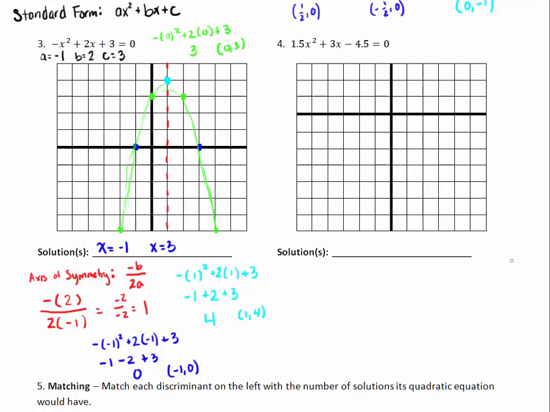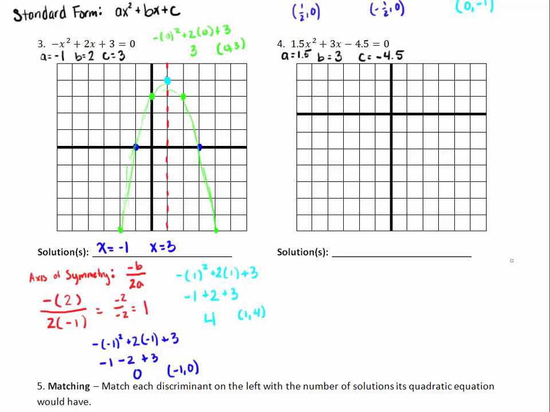All right, problem number 4 looks scary, but it's not too bad. It's got decimals, and that's okay. So the first thing we want to do is recognize that it is in standard form. So let's figure out what our A, B, and C values are. First, let's check to make sure they are in the correct order. So I've got my quadratic term listed first, my linear term listed second, and my constant term listed third. So this is in standard form. So our A value is going to be positive 1.5. Our B value is going to be positive 3, and our C value is going to be negative 4.5.